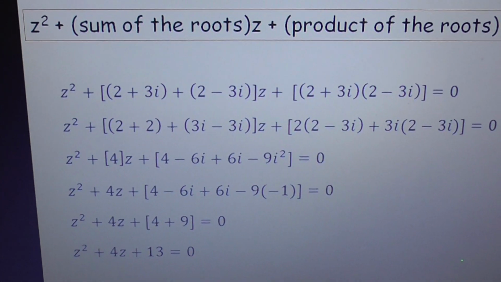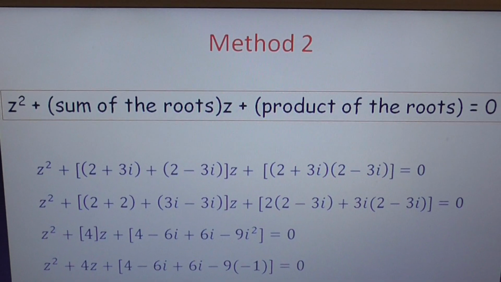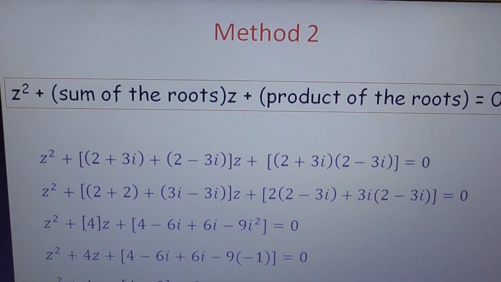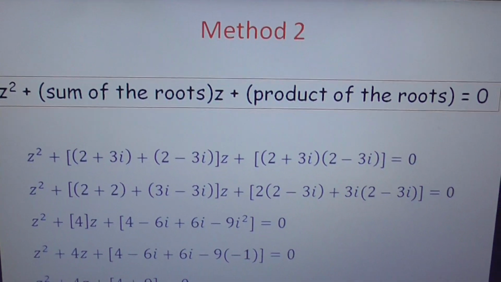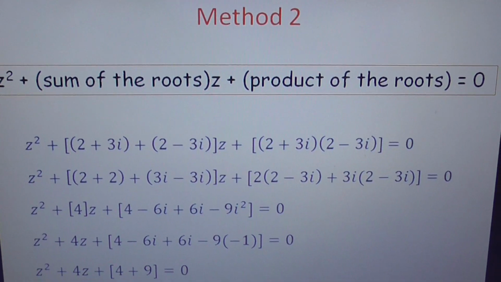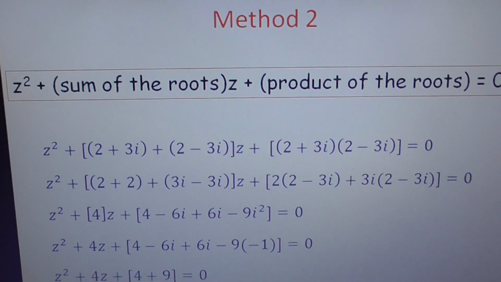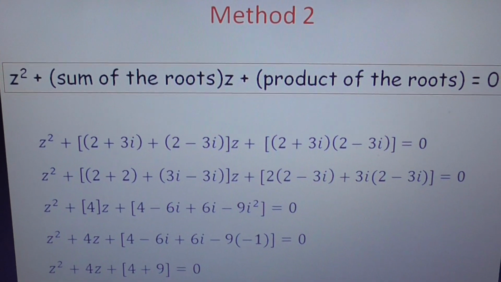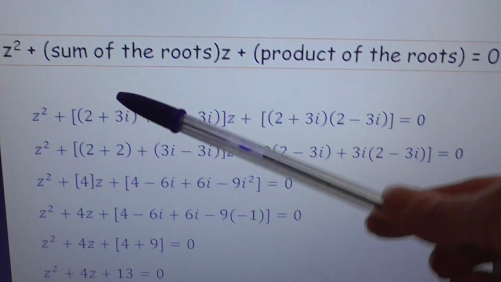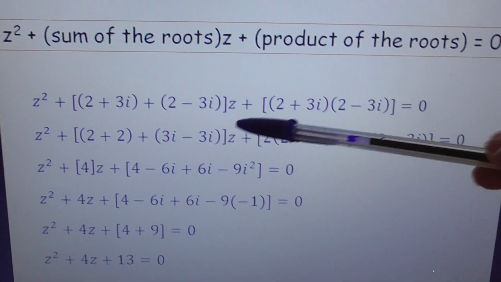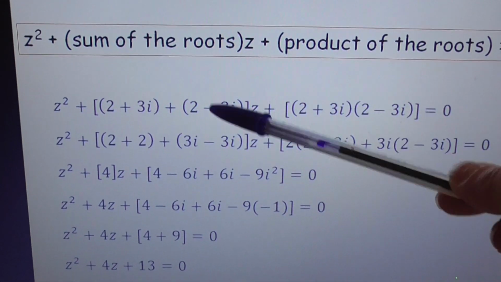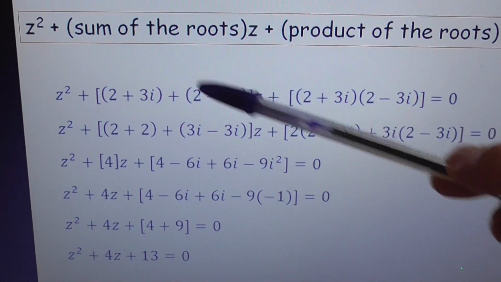If you want to do the alternative method, method 2, put down the formula, which you have to learn off by heart. Z squared plus the sum of the roots times z plus the product of the roots, all equal to 0. So remember what the roots were. They were 2 plus 3i and 2 minus 3i. So it will be z squared plus the sum of the roots times z. So you're adding the two roots. Remember, keep real with real and imaginary with imaginary.